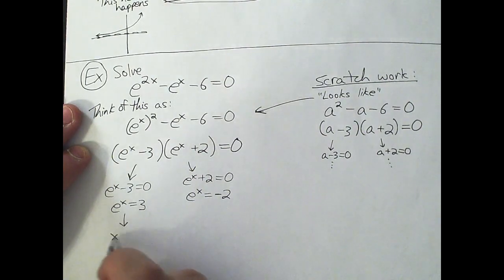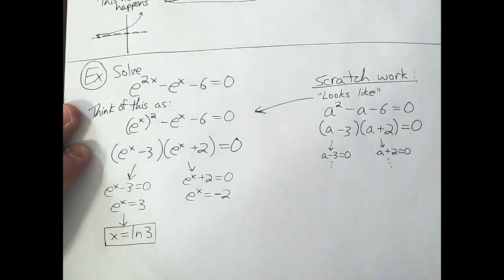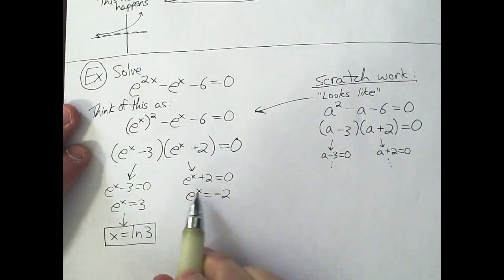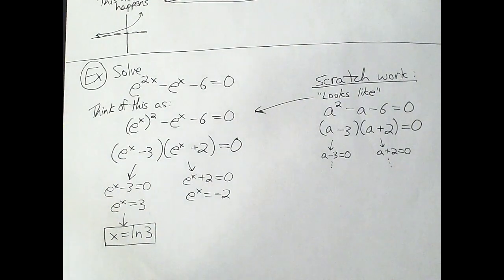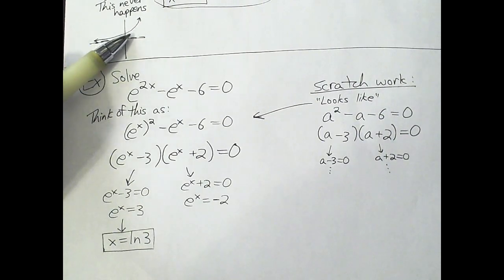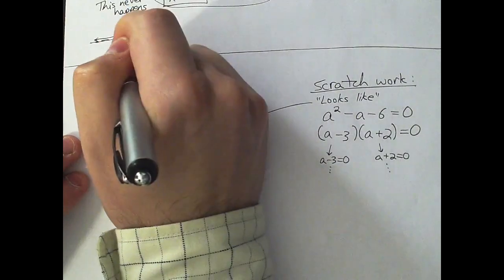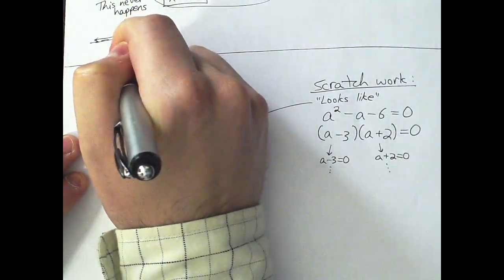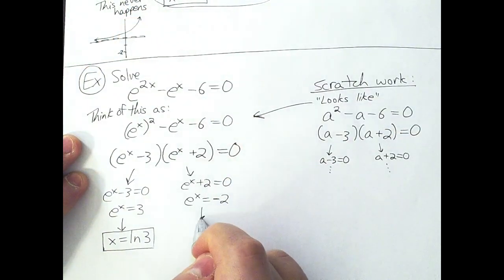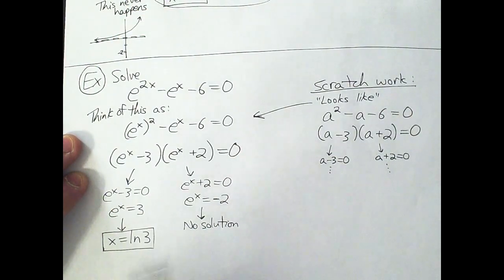So this says x equals ln 3. I'm going to put a box around that. And that is a solution. But what's going on with this other one? E to the x equals negative 2. A minute ago, didn't I draw a picture of e to the x and say that e to the x never gets as low as 0? Well, if it never gets down to 0, it's certainly not going to get all the way down here to negative 2. So there's no solution coming from this direction.